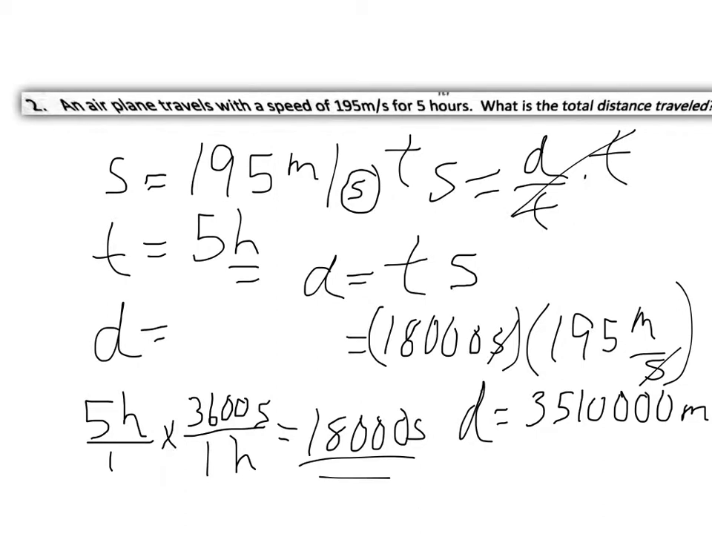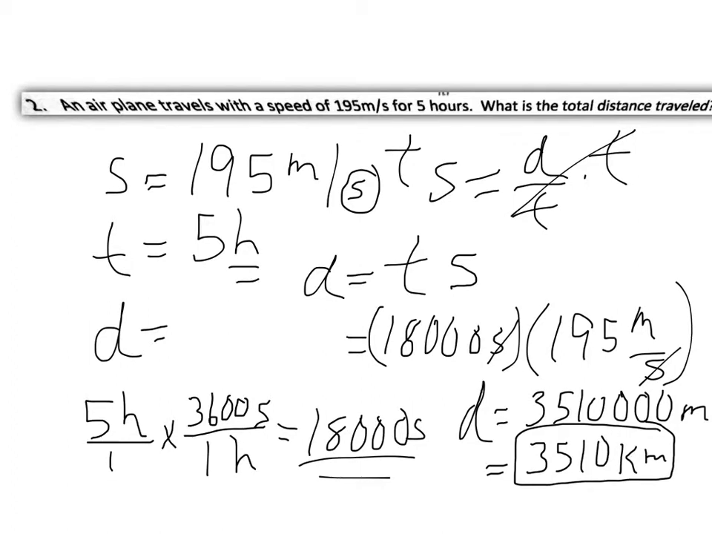Usually we probably would write that in kilometers. I mean, you could keep this as your answer if you wanted to, but I say we divide this by 1,000, and instead of writing 3,510,000 for our answer, we write 3,510 kilometers for our answer. That would be it. You would not need a direction or anything like that because it's just distance, not displacement.